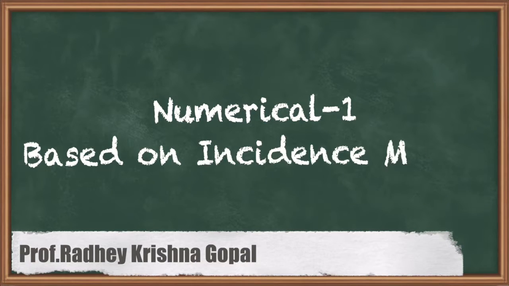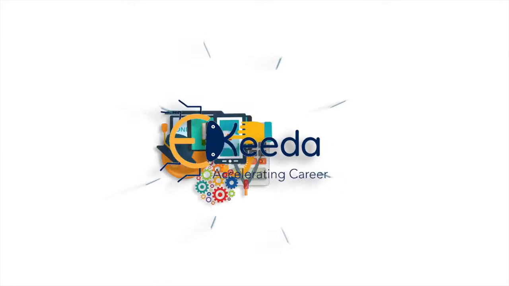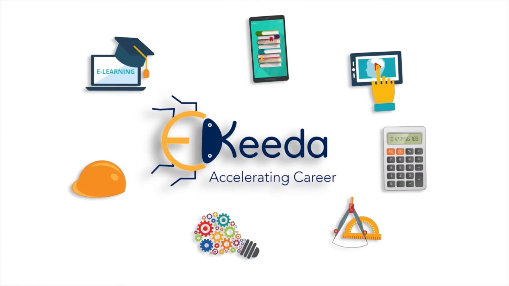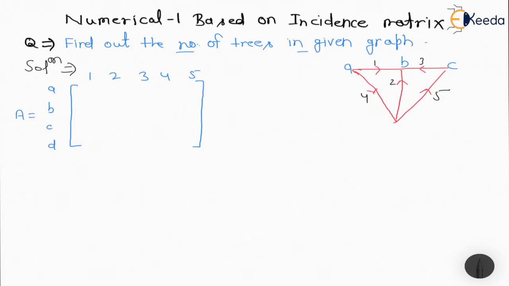Hello friends. Now we are going to solve numerical number 1 based on incidence matrix. The given question is: find out the number of trees in the given graph. So this is an incomplete graph. We can see clearly that nodes A and C are not connected, so it is an incomplete graph.